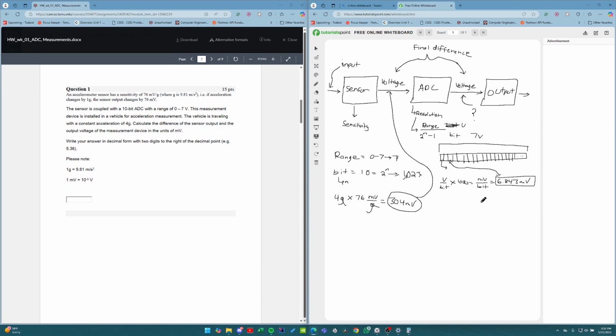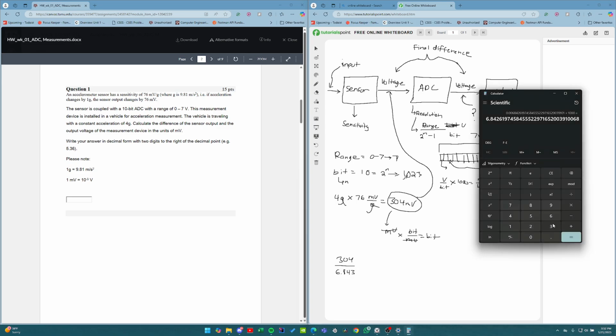Well, you need to find out how many blocks you need. So if we do a little bit of dimensional analysis, we have mV, which is going to be this one, and then you divide it by the bit, or by the resolution. Then this cancels out, and you just get how many bits or how many blocks you need. So that's what I'm going to do here. We're going to do 304 divided by 6.843, and that equals 44.